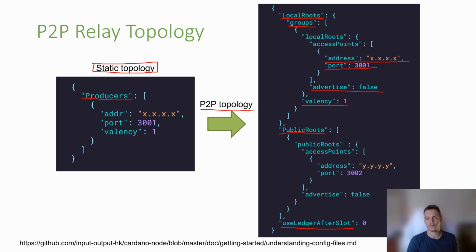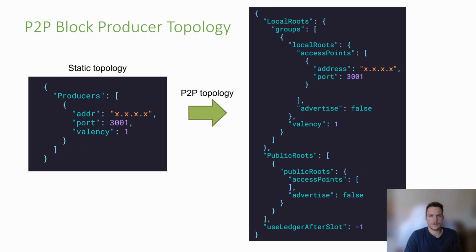So local roots always keep a connection if it's possible. Always keep the connection to local roots. Public roots are more of a backup to both local roots or the registered relays on chain, if it fails for any reason. The previous slide showed what would be a normal relay peer-to-peer topology file.